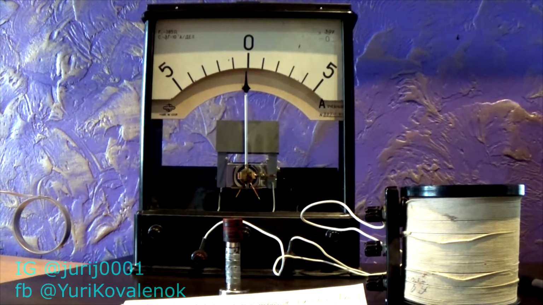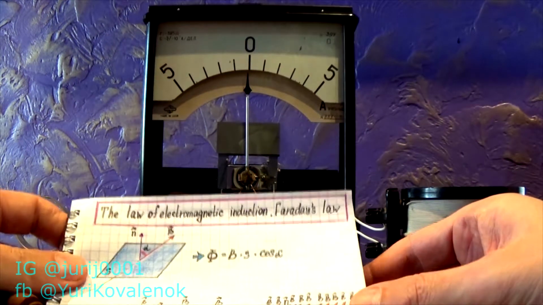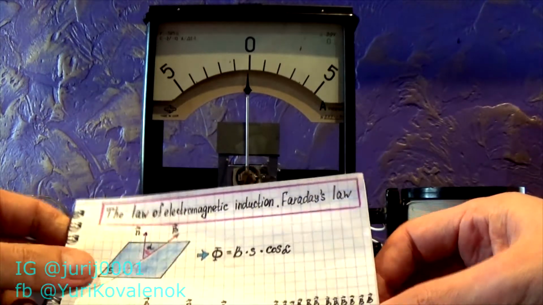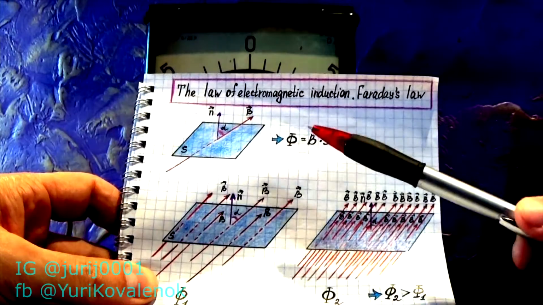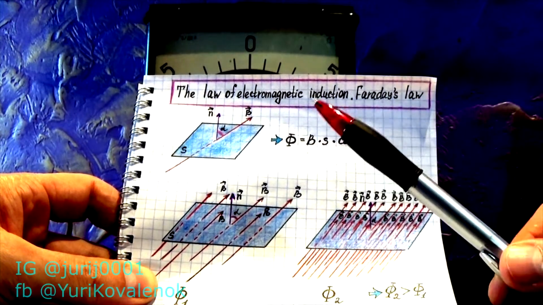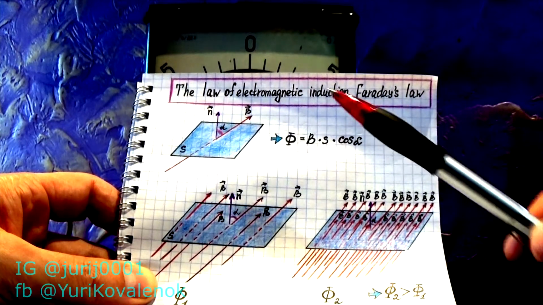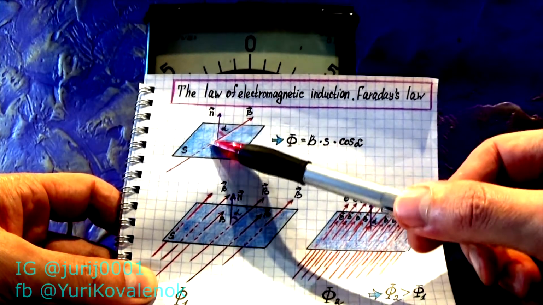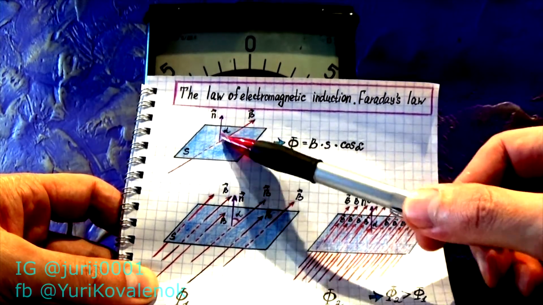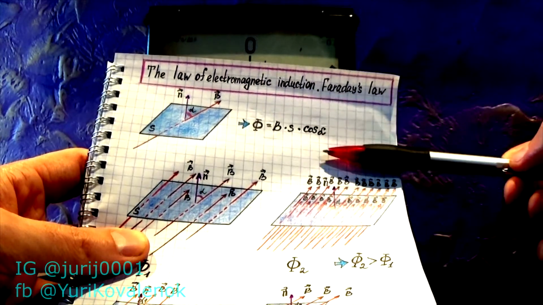So let's look at it in more detail. To describe this law in mathematical language, we need such a concept as magnetic flux. Magnetic flux is the product of the magnetic induction vector by the area and by the cosine of the angle between the direction of the normal and the direction of the magnetic induction vector. This is a purely mathematical definition of magnetic flux.